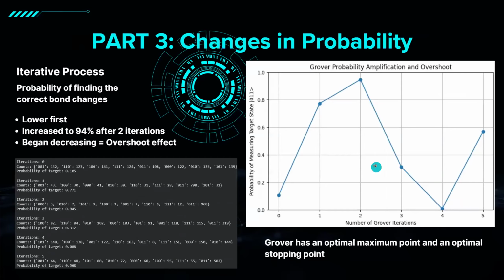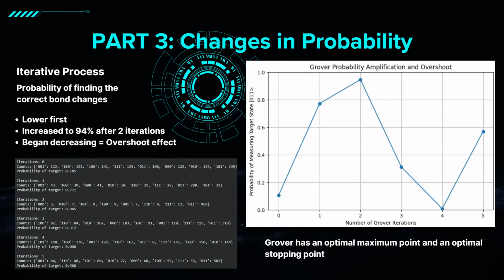And then to further support Grover's search algorithm, I changed a bunch of the probability of the findings for 011. It was an iterative process, and after doing one iteration, it was a pretty low value of occurrences for 0.74. And then once I did two iterations, it jumped to 94%.